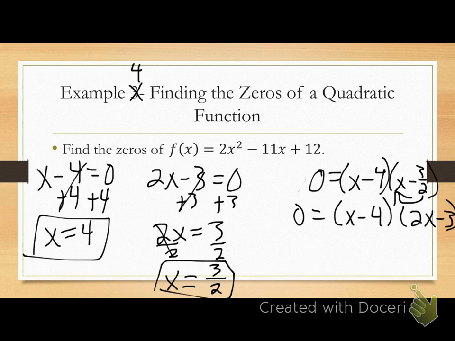So I plug 4 in for x, it'll give me 0. If I plug 3 halves in for x, it'll give me 0. Okay? Questions on example 4? So the first one will be 4, and the second one will be 3 over 2.